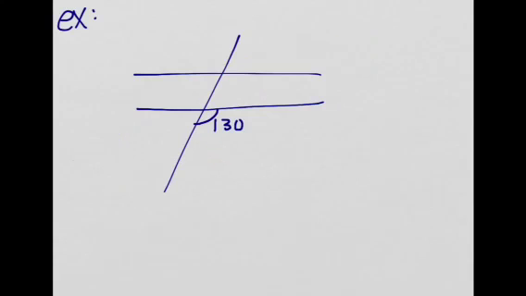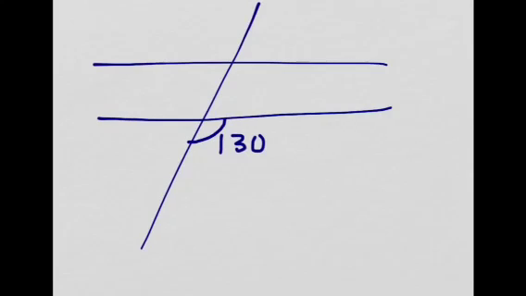Okay, so let's do an example, and in this example we're going to find the angle measures of all the other angles. So from vertical angles we know that this angle, let me actually do it in a different color, this angle must be 130. Then from alternate interior angles, we know that this angle must be 130 as well. And then from vertical again, we know that this angle must be 130.